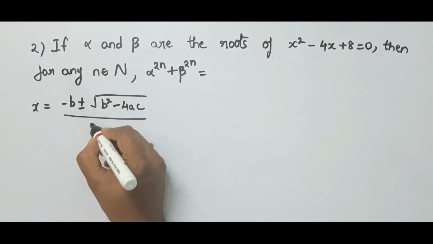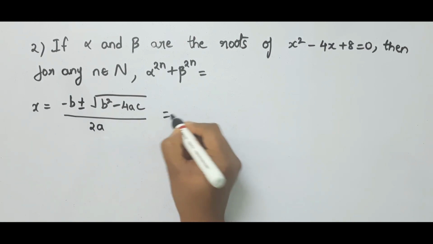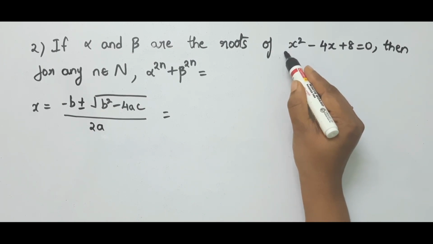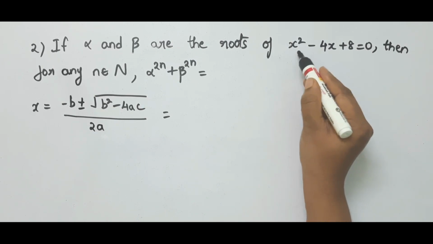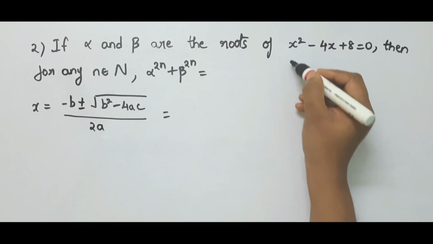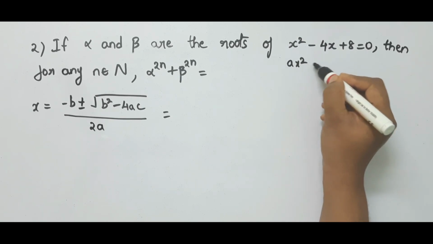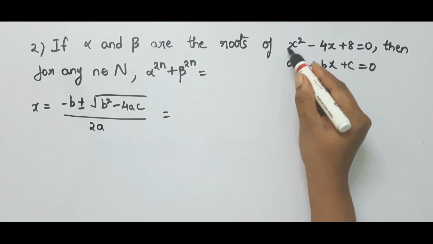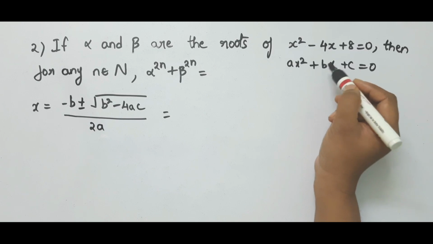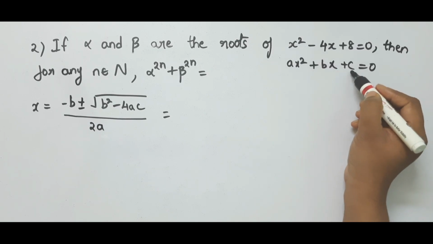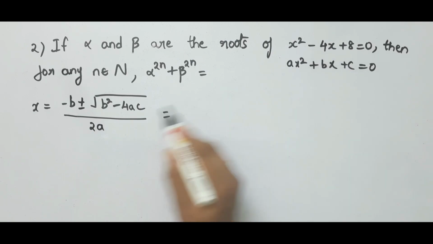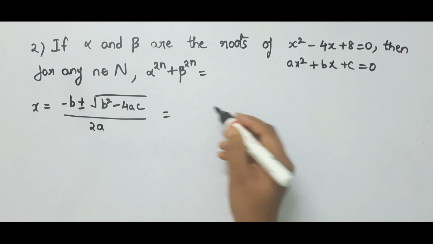by 2a. So this is equal to, in place of a it is 1, is it not? This is of the form ax square plus bx plus c equal to 0. So in place of a, here it is 1. In place of b it is minus 4. In place of c it is 8. So in place of b it is minus 4, so minus into minus it becomes plus.